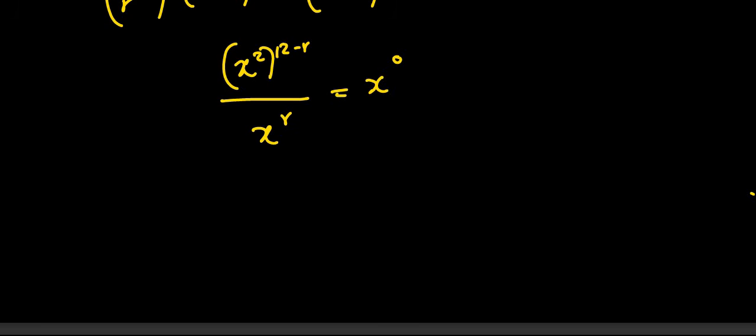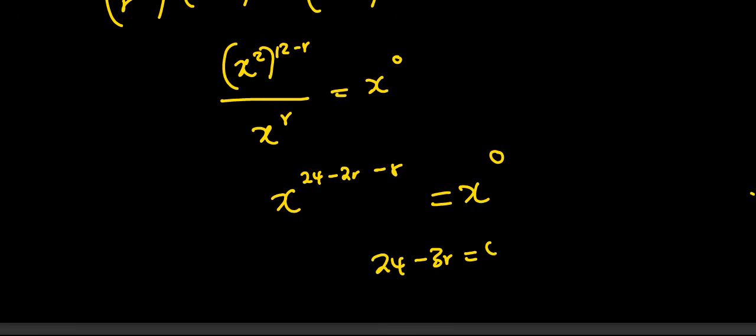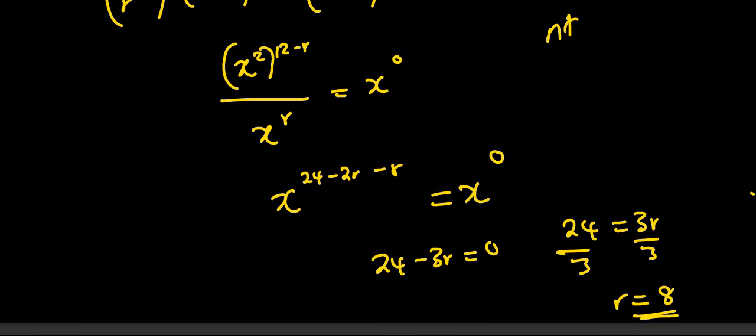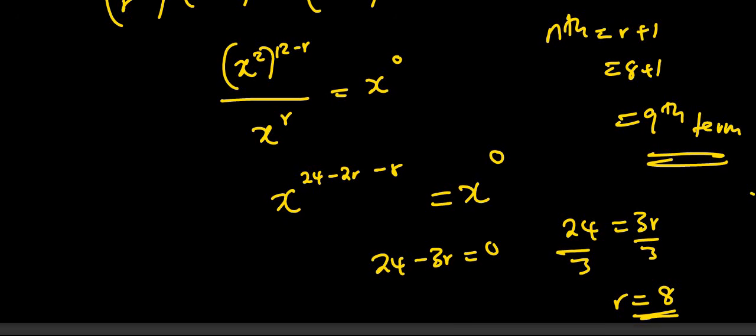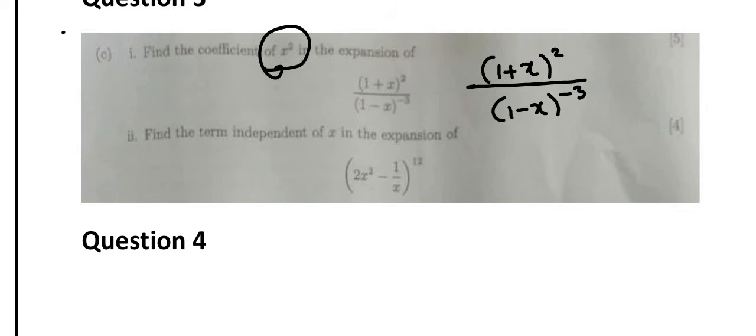Then from here, this will be x to the power 24 minus 2r, then minus r, because the bases are the same, so the powers will subtract. We have 24 minus 3r is equal to 0. So 24 is equal to 3r. Divide by 3, meaning r is equal to 8. So if r is equal to 8, meaning we have 8 plus 1, so this is simply the 9th term. So the 9th term is the term which is independent of x in this expression, if you were to expand it. So I hope that answers the question.